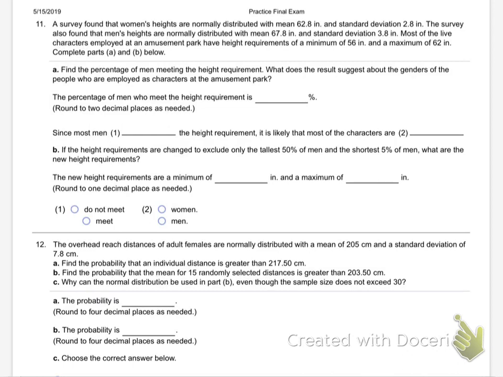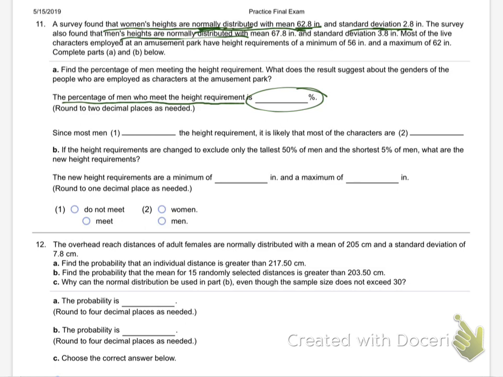All right, number 11. A survey found that women's heights are normally distributed. Mean, standard deviation. Here we go again. Mean, standard deviation, normal distribution. That's a bell-shaped curve. The survey found that men's heights are the same kind of thing. All right, what do they want? The percentage of men is what? So this is the same thing.